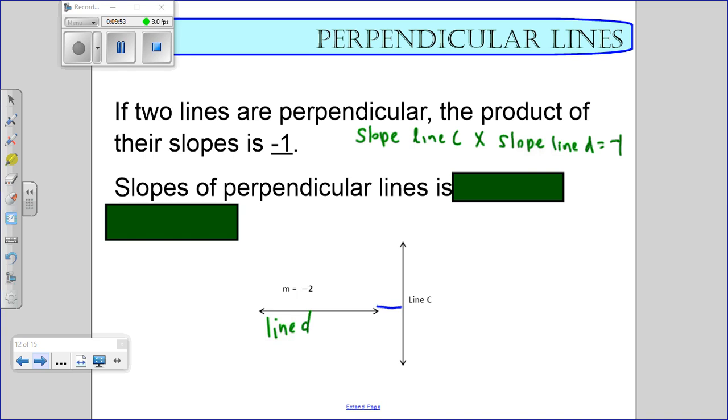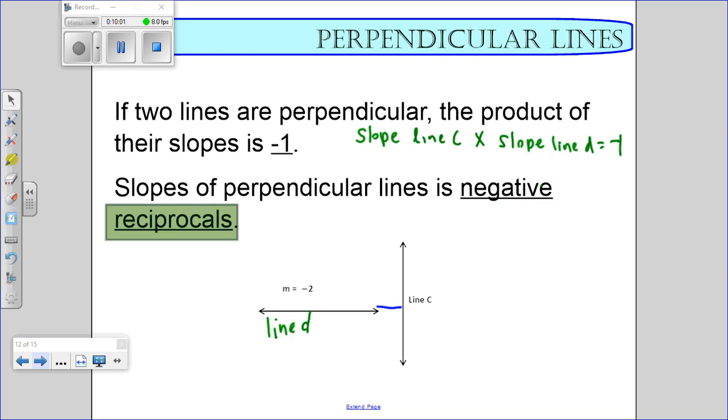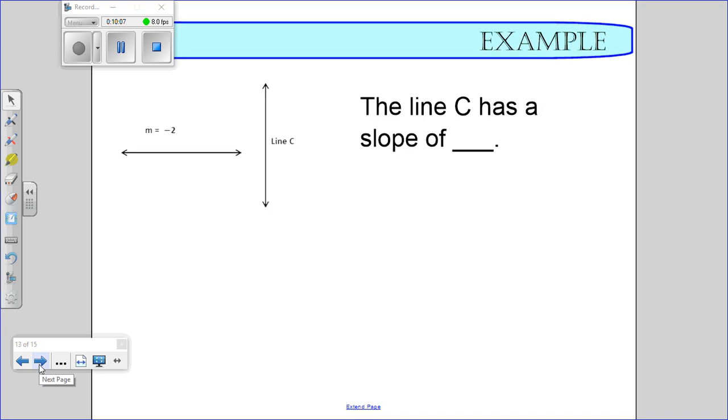But what this is really saying is the slopes of perpendicular lines are negative reciprocals. So let's look at an example to see what I mean. We have these perpendicular lines, and line D has a slope of -2. Let's look at this line C. The slope of line C is going to be the negative reciprocal.